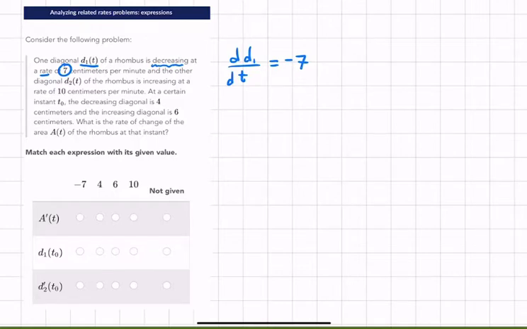Let's make sure we also put the units here because we might as well practice that at the same time. Now it says centimeters per minute. So I put the minute right here, not m, just min. Okay, cool. All right, so we did the first number so far.